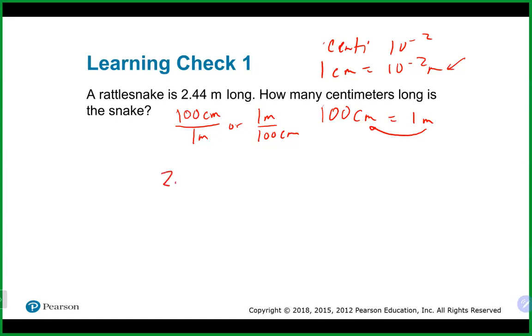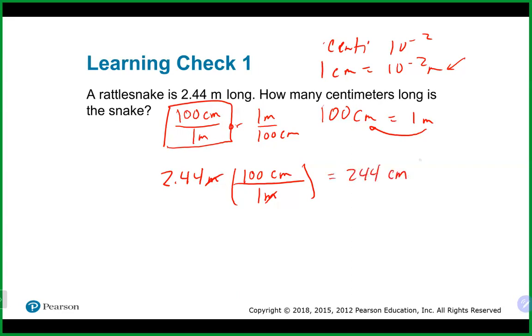We'll do our 2.44 meters. Once again, meters are up on top, so going opposite, we want the conversion factor that has it in the opposite location, which is 100 centimeters is 1 meter. Our meters will cancel. Taking 2.44 times 100 gets us 244 centimeters. Here the 100 is an exact number, so we do not have to worry about it. We default back to our original number, which had 3 significant figures, and we get 3 significant figures.